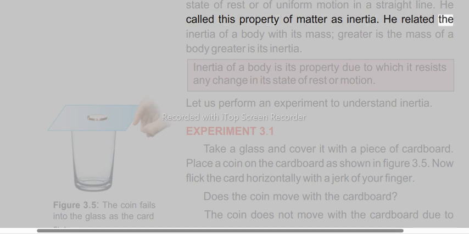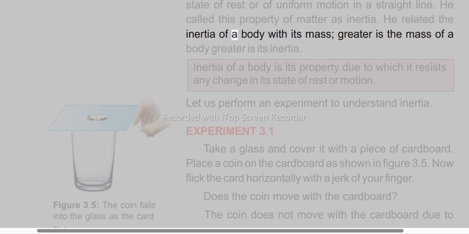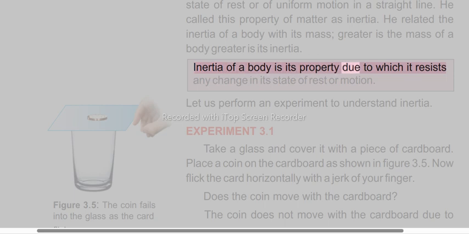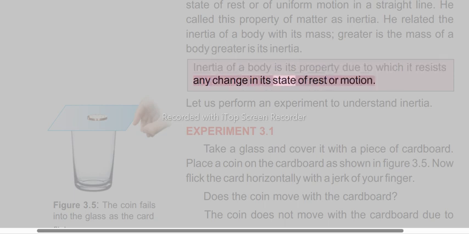He related the inertia of a body with its mass. Greater is the mass of a body, greater is its inertia. Inertia of a body is its property due to which it resists any change in its state of rest or motion.